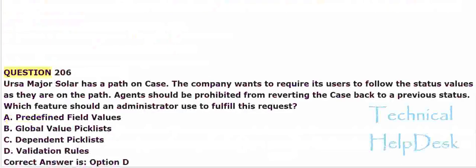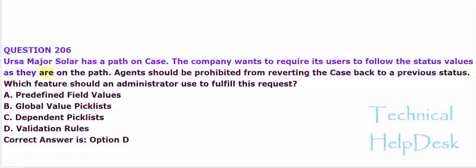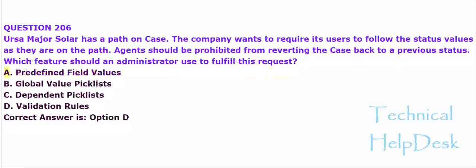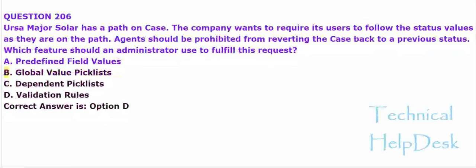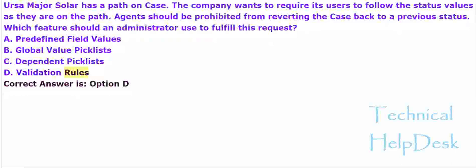Question 206. Ursa Major Solar has a path on case. The company wants to require its users to follow the status values as they are on the path. Agents should be prohibited from reverting the case back to a previous status. Which feature should an administrator use to fulfill this request? A. Predefined field values. B. Global value picklists. C. Dependent picklists. D. Validation rules. Correct answer is option D.